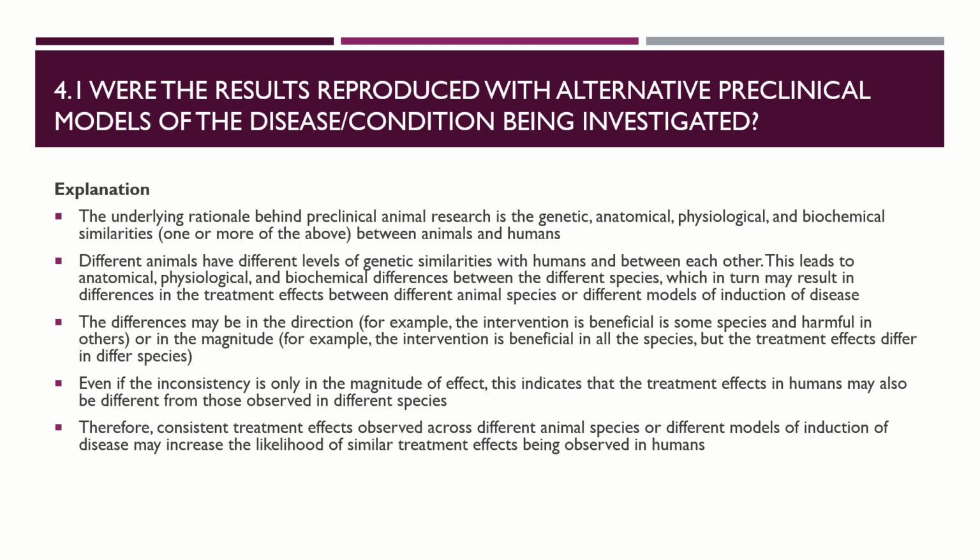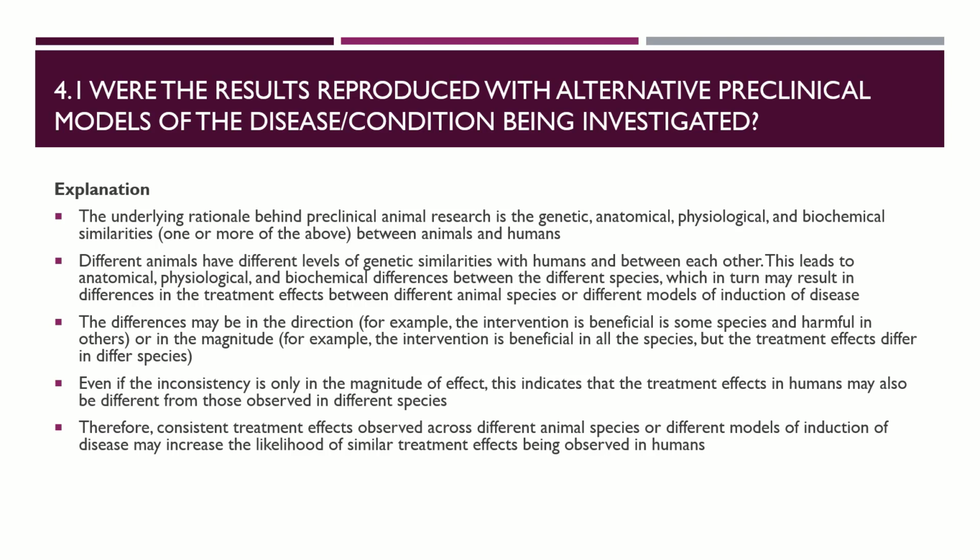The differences may be in the direction. What do we mean by that? That means the intervention is beneficial in some species and harmful in others, or in the magnitude. That means the intervention is beneficial in all species, but the treatment effects differ in different species. For example, in one species, it might be 50% effective, in another, it might be 25% effective.